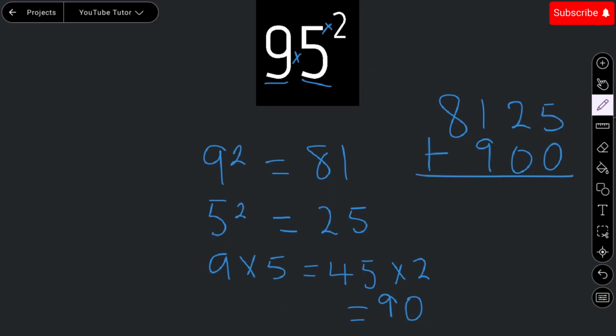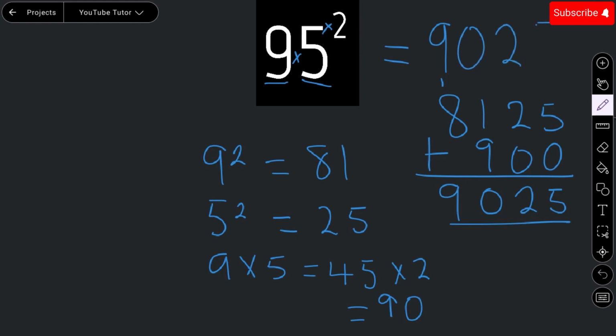So now if we sum this up, what are we going to get? 5 plus 0 gives us 5. 2 plus 0 gives us 2. 9 plus 1 gives us 10. So 0 and we bring 1 here. And now 9 comes here. So 95 squared is nothing else but 9025.